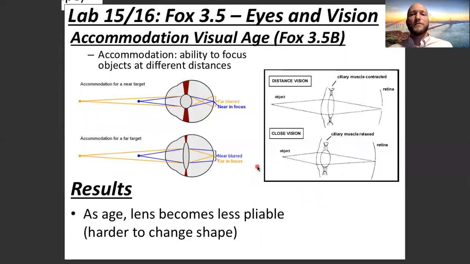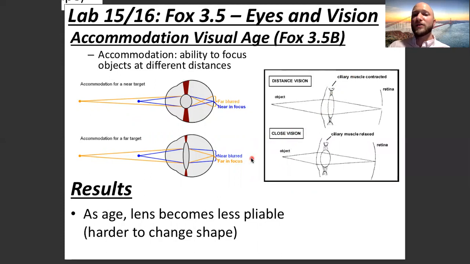Now, accommodation is focusing on things from different distances. Like your camera, when your camera focuses on things that are further away or closer, it changes the shape of your lens. Your eye has a lens also, and it has to change the shape of the lens in order to focus on things at different distances. Your ciliary muscles pull on your lens and change the shape of your lens.